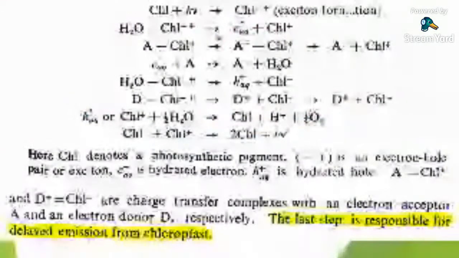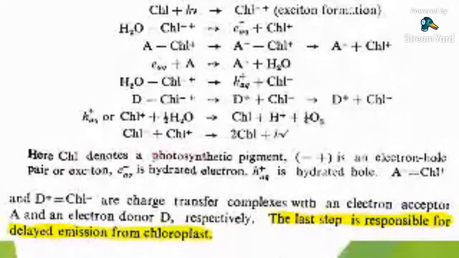Then the alternative sequence of reactions initiated by light can be summarized as follows, where the chlorophyll, on absorption of a photon, will form an exciton. The electron hole pair will combine with water and generate these species. All these reactions will be there. Here chlorophyll denotes a photosynthetic pigment plus minus pair. Chlorophyll plus minus pair is an electron hole pair or an exciton.